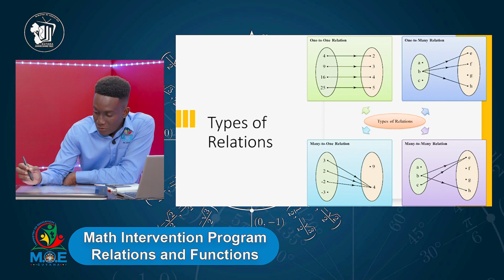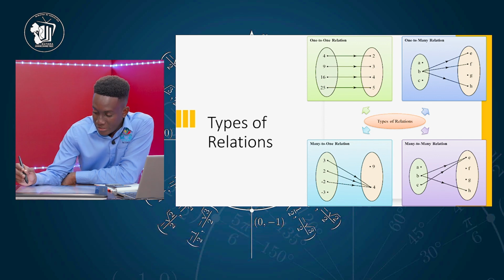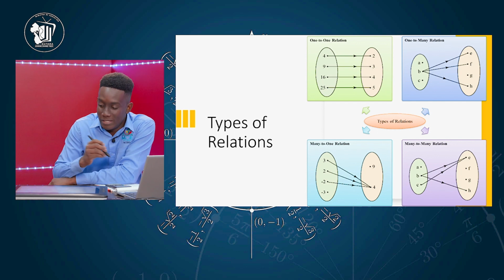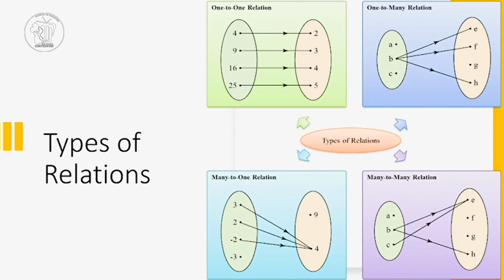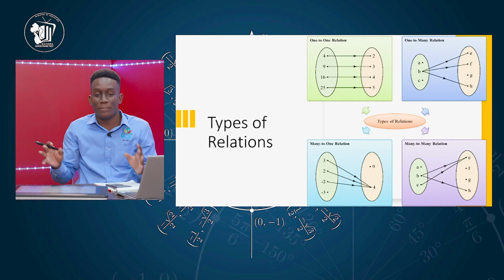And next we have the one-to-many relation. In this case, one element in the domain is mapped onto more than one element in the codomain. So in this case, we have B, and we can see there are many arrows coming from B. So B is mapped onto many. So that is why it's called a one-to-many. So we see B is mapped onto E, B is mapped onto F, B is mapped onto H. So it's one going to many.